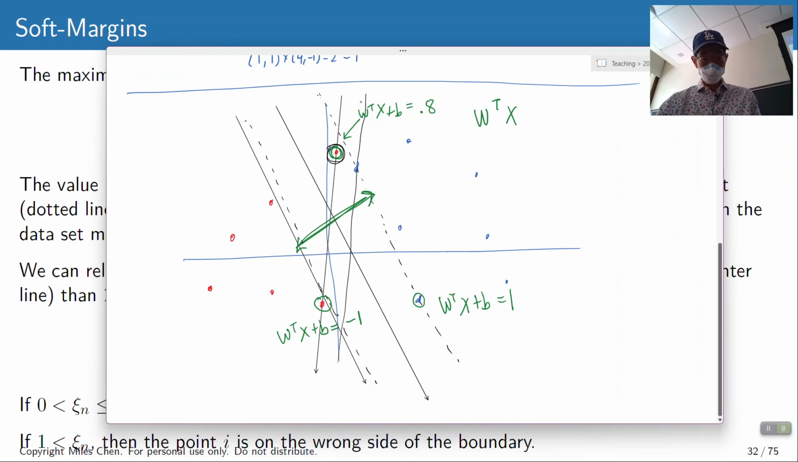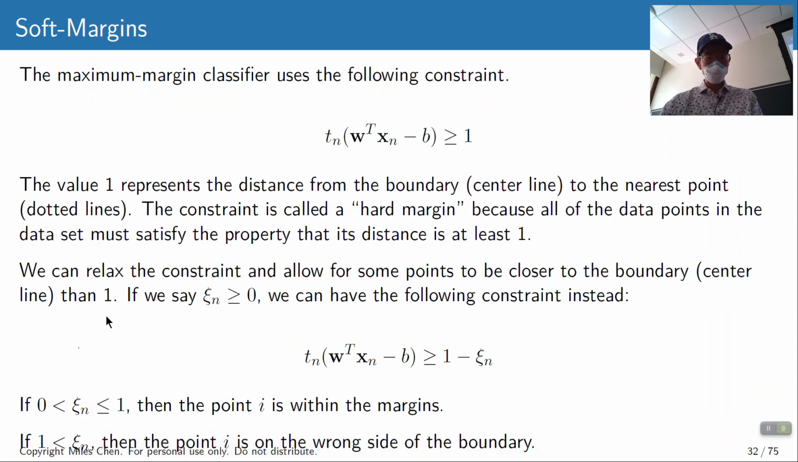And because of its label, this point is on the negative side. T sub n is equal to -1. So now T sub n times W transpose X plus B is going to equal something like -0.8. So now we've got the wrong value here, in that T times W transpose X plus B is not greater than 1, but it ends up being 1 minus 1.8 or something. It ends up being on the wrong side of the boundary.